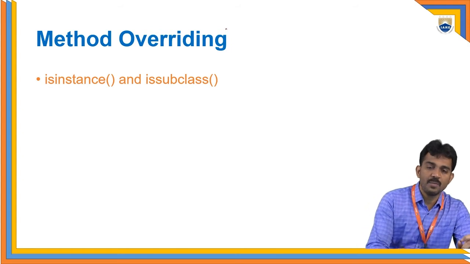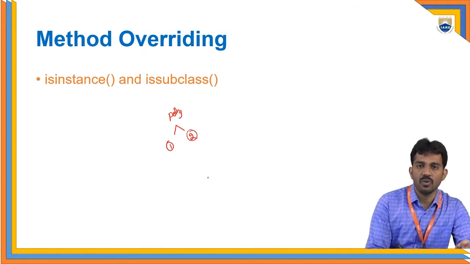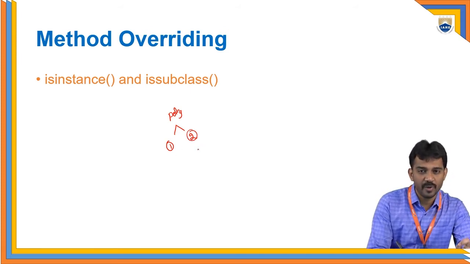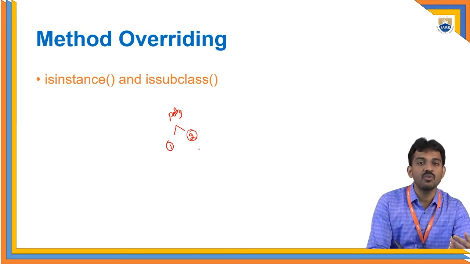So it is also called polymorphism. Polymorphism has two types: the first one is method overloading and the second one is method overriding. Method overloading means the same function name with different arguments. Method overriding means the same function name and the same number of arguments in the superclass, I mean the parent class, as well as the subclass. Then it is called method overriding.